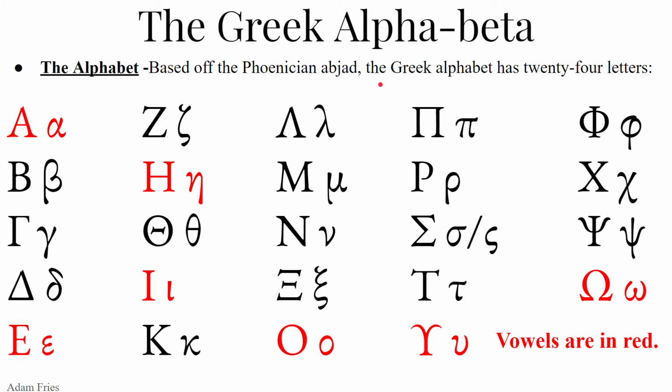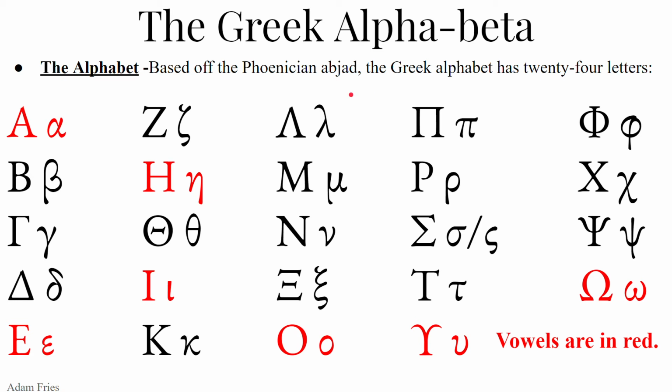So let's focus on the Greek alphabet. Based off that Phoenician abjad, the Greek alphabet has famously 24 letters. There are 24 books of the Iliad, there are 24 books of the Odyssey. Why? Because there are 24 letters of the Greek alphabet. Each book gets a letter. Works out nicely. I wonder who made it work out that way.